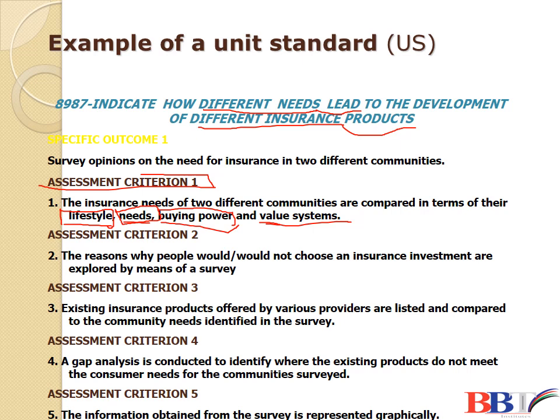But then you go on to conduct assessment on the second criterion: the reasons why people would or would not choose an insurance investment are explored by means of surveys. I mean, that survey that you are doing is going to be extensive. Give reasons why. So when you go to conduct a survey, they will be asking individuals in communities, why are you not choosing this? Why don't you have a TV insurance? Then they will be giving their own answers. So that evidence that they gather from this in the form of a report will be what you'll be looking for as an assessor, as evidence.